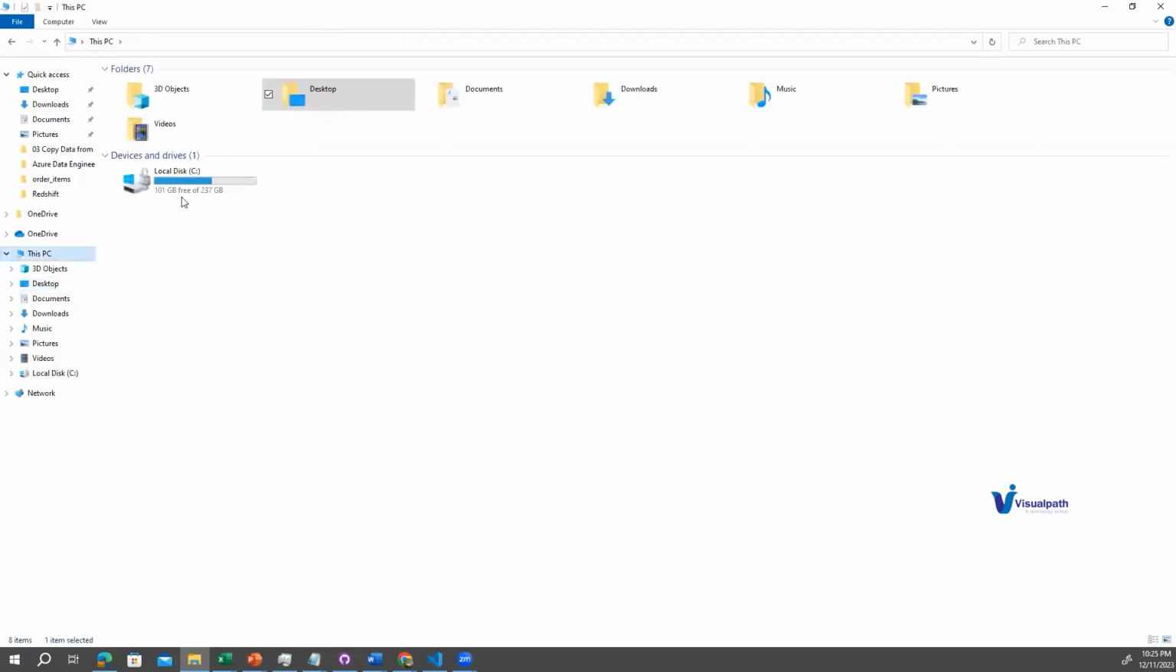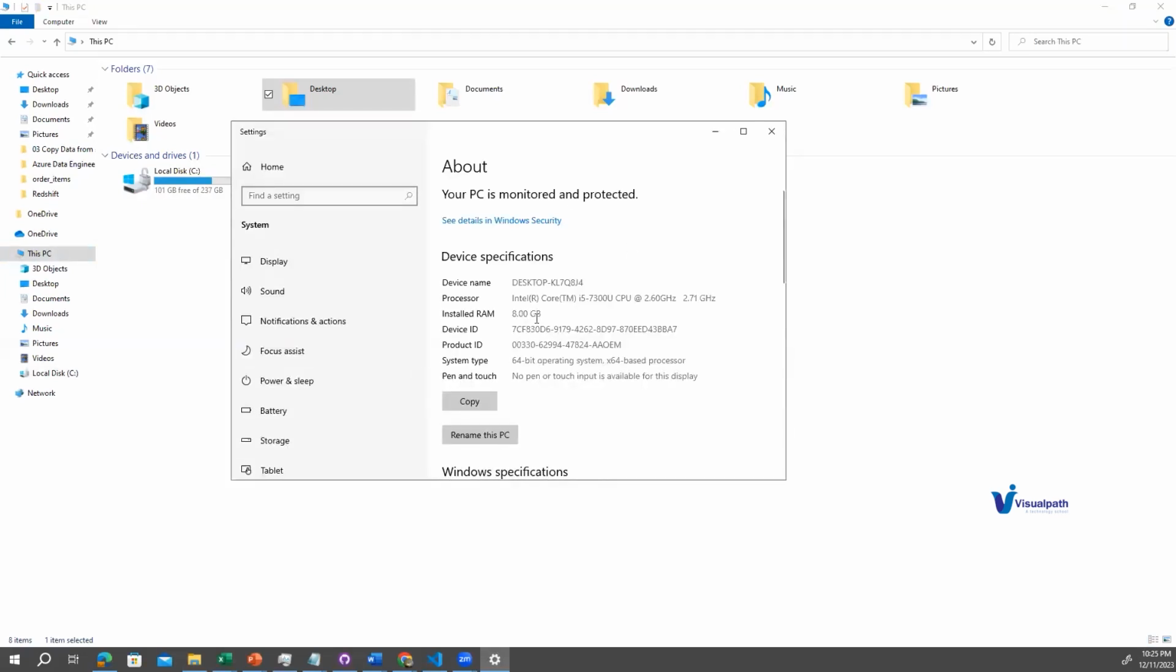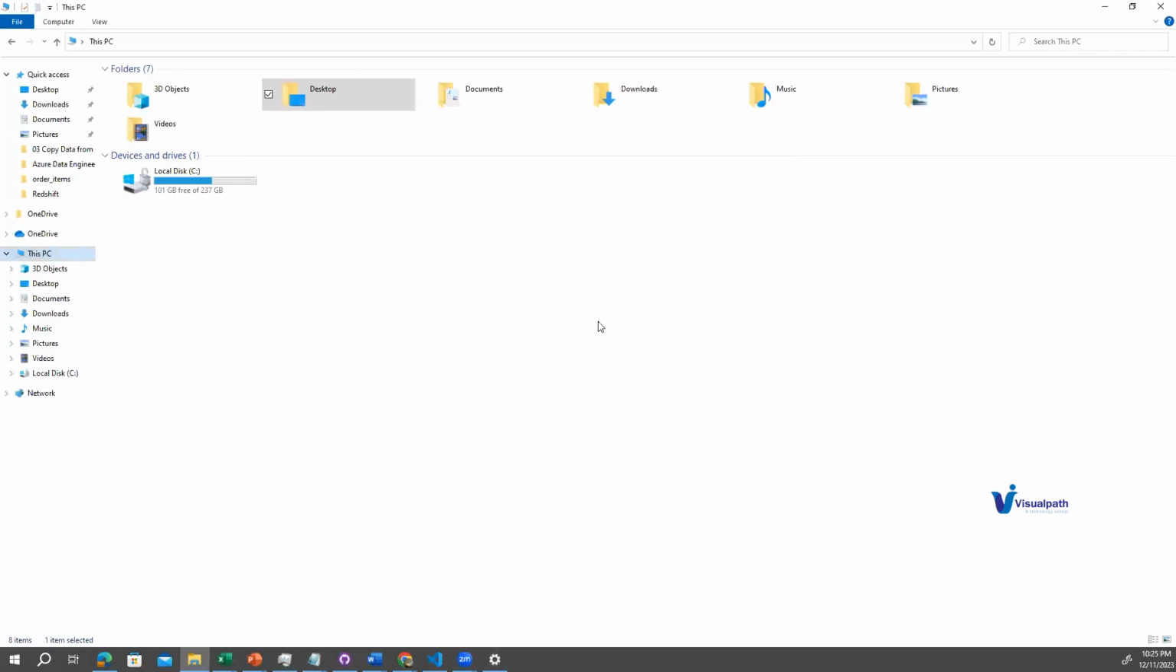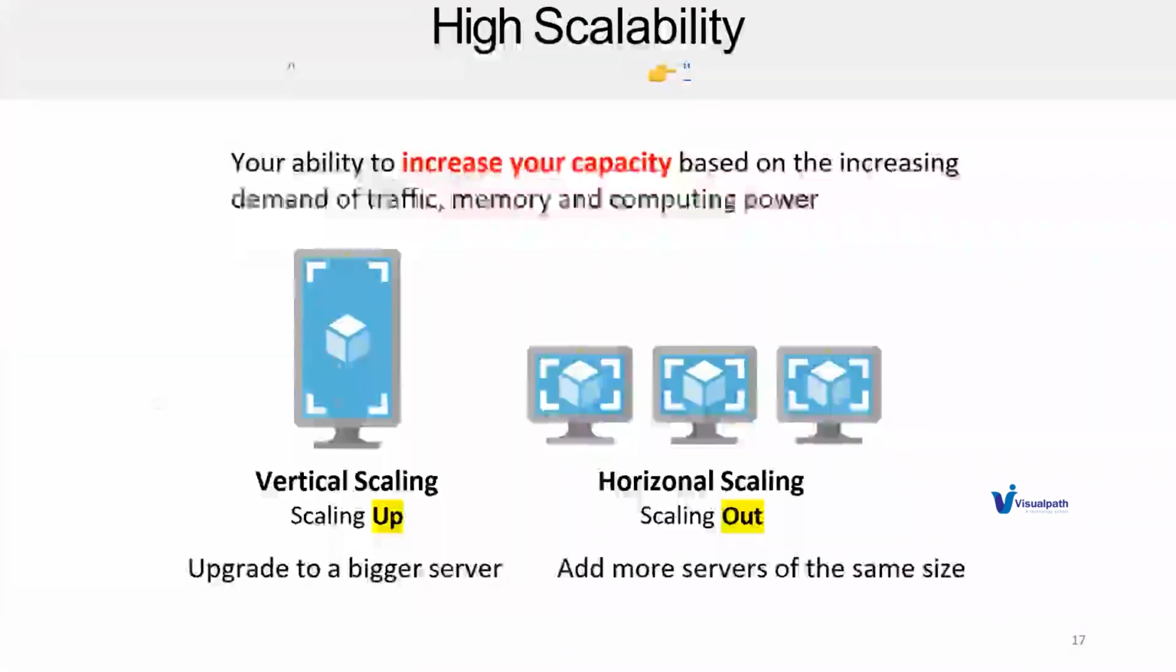Suppose I have 101 GB here. Now I want to extend this to something like 1 terabyte. Is this horizontal or vertical? So vertical. Now suppose I go to these properties, and it is showing 8 GB of RAM. I want to increase it to 16 GB. That is vertical scaling. That means vertically you'll have a certain limit that you can use. That is your vertical limit.